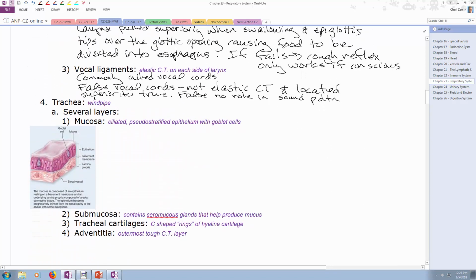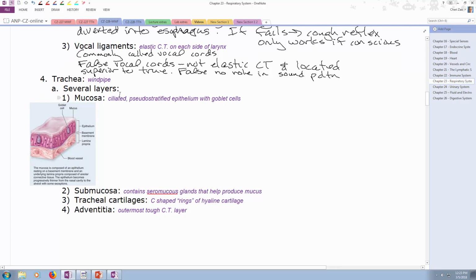Moving on down into now the trachea, and then we'll get into the bronchial tree. Trachea is referred to as your windpipe. It has several layers. Going from the luminal side out, we have the mucosa, then the submucosa, cartilaginous rings, and then adventitia. The mucosa is ciliated pseudostratified columnar epithelium with goblet cells. And now that we are in the trachea below the larynx, I want to ask you, which way does the cilia beat here?